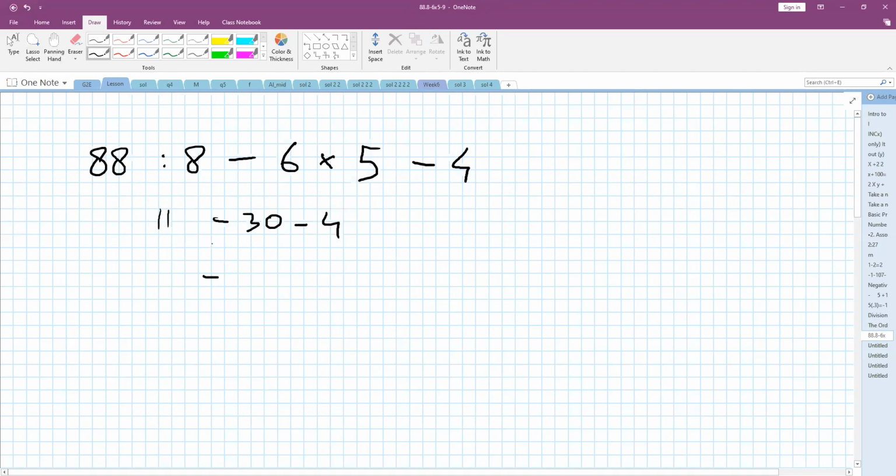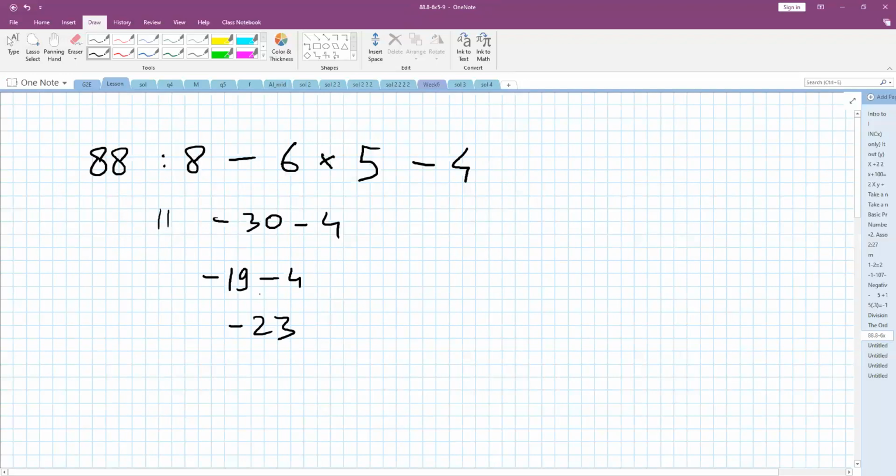So, yeah, okay. 11 minus 30 makes negative 19. Yes. And then I minus 4 from it, which made negative 15. No. Be careful. The first one was correct. 11 minus 30 gives us minus 19. Yeah, that was correct. Oh wait, negative 23. Yes, actually the answer is negative 23. Okay, be careful. Yeah, that's something that commonly happens.